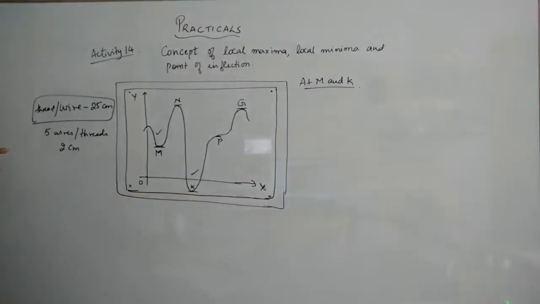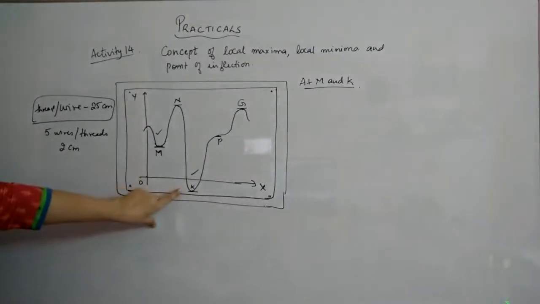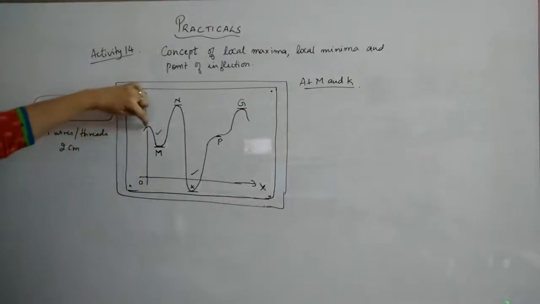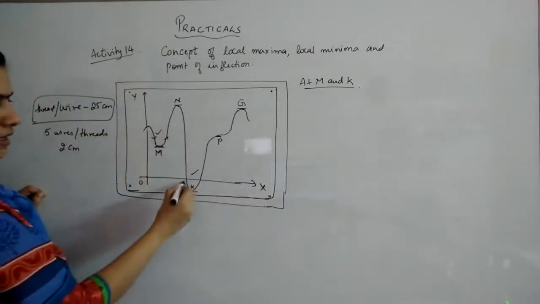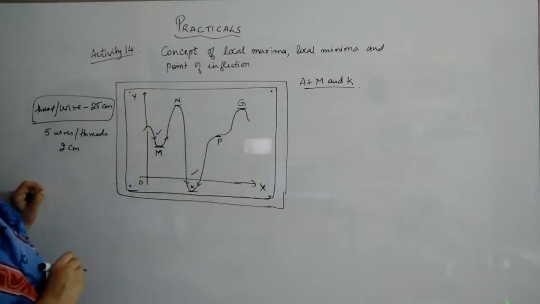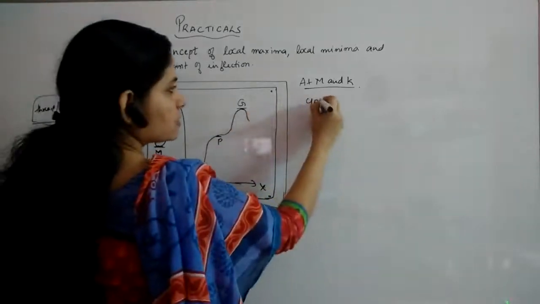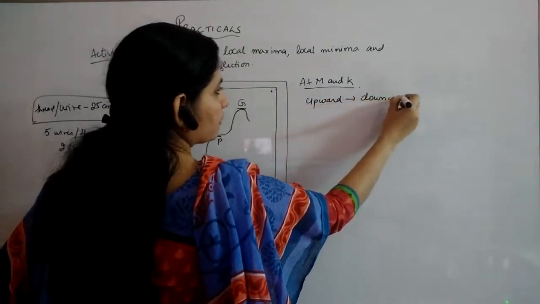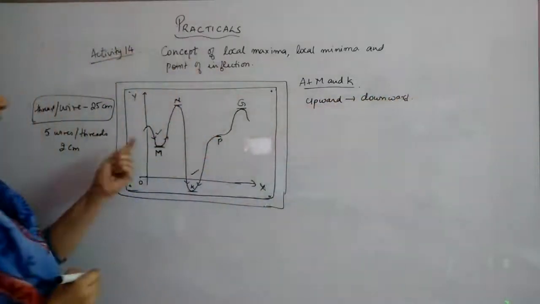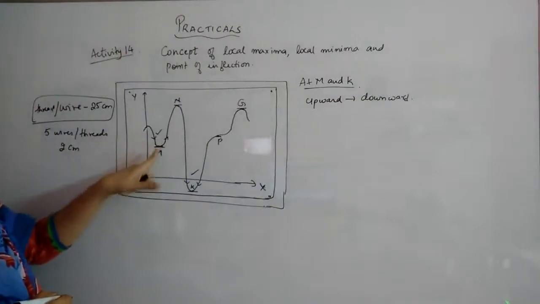At the points M and K, what is happening to the curve? The curve is going down and coming up. Again here, going down, coming up. That is, from the downward direction to the upward direction it is moving, right? To the left of M it is coming down, to the right of M it is going up.